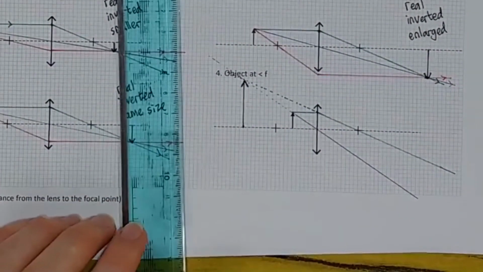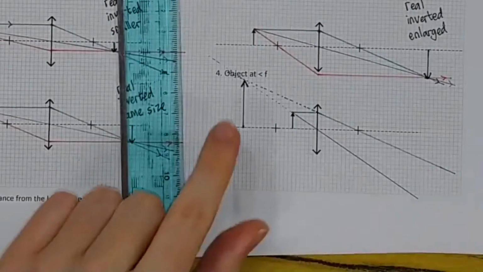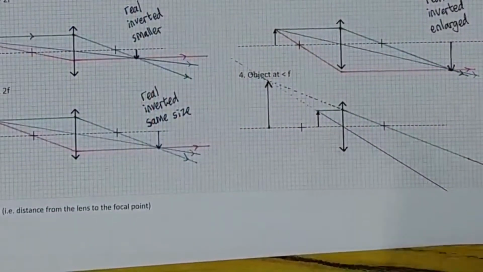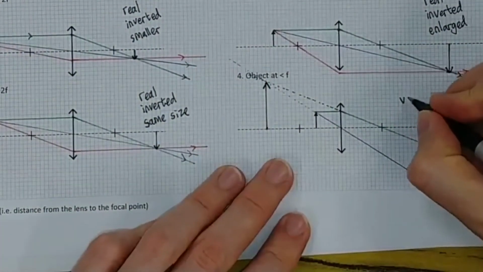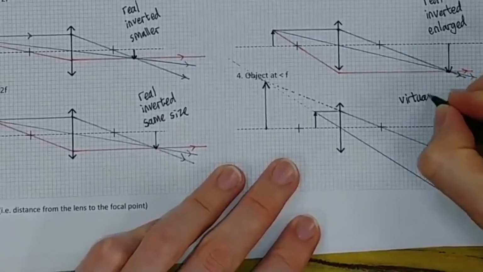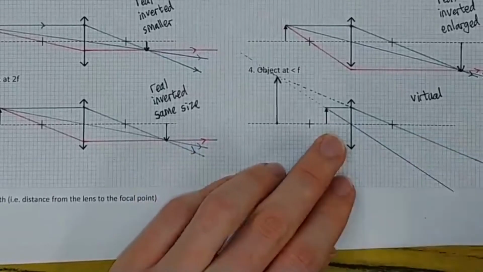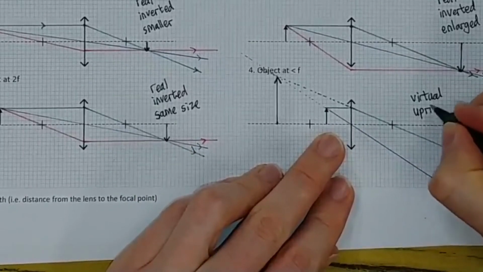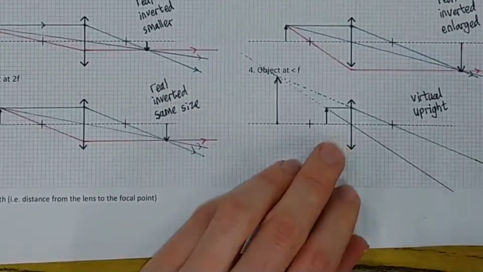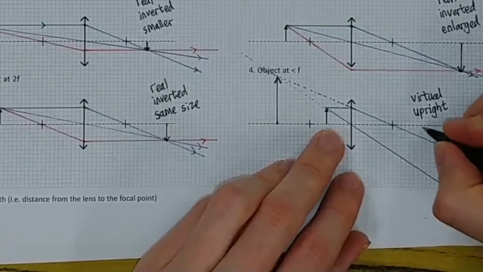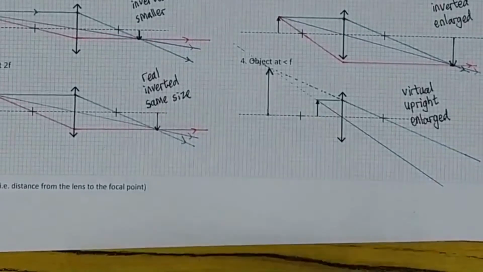Well, let me just explain this, but first let's just think about this image. So this image is not real because these are not the real rays of light. So firstly we need to say this is a virtual image, and secondly, the image is not inverted, it's upright, which is another different thing from all of our other diagrams. And finally, the image is enlarged, which might give us a clue to where we would see this.